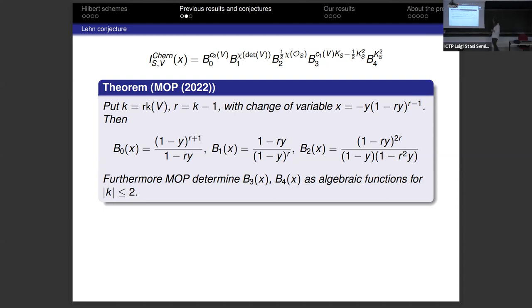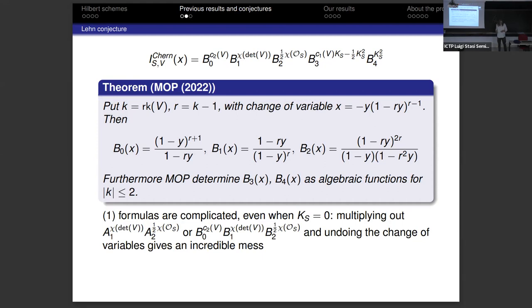I should make a few comments on this. First, these formulas, both for the Verlinde and for the Segre series, look rather simple. We have the simple formulas for B1, B2, but this is after the change of variables. If you undo the change of variables, it gets quite a mess. And we are also supposed to multiply this out if you want to know what happens on an actual Hilbert scheme, and then we get an incredibly complicated formula. So even on a surface where K_S is equal to 0, this is a very complicated formula, even though it looks simple.